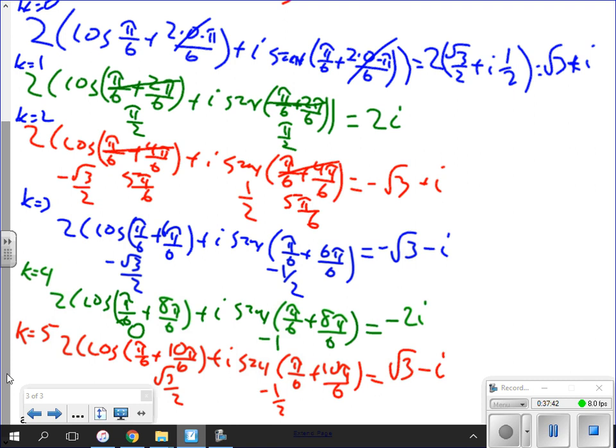Look, every single one of our answers has a conjugate. Exactly the same except for plus and minus in front of the i's. As they should. Because whenever you're solving a polynomial, every time you get a solution with an i, you're going to have its conjugate. They always come in pairs. It's one of the rules we have.